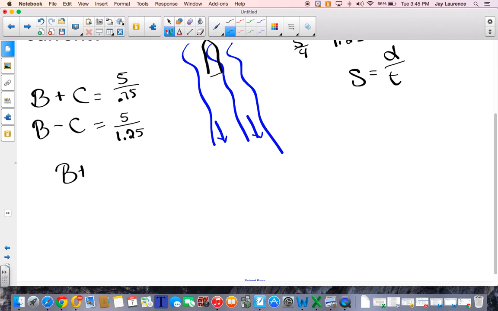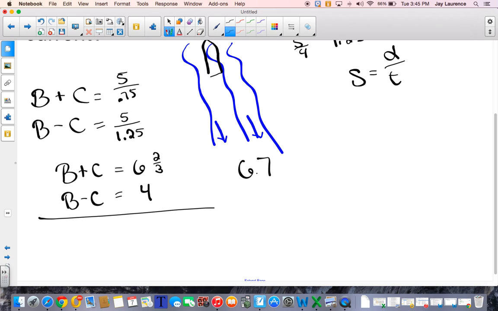So I'm going to have B plus C is going to equal 5 divided by 0.75, and that's going to be 6 2/3. I'm not going to go with 6.7. Okay, it's not very accurate. All right, B minus C is going to equal 5 divided by 1 1/4, which is 4 on the nose. I like that.